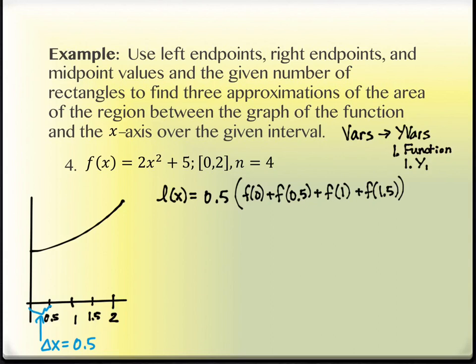But what I really want to do is add all of them together. So I can do plus, and I can do vars, y vars, function y1 of 0.5, plus vars, y vars, function y1 of 1, plus vars, y vars, function y1 of 1.5. And if we do that, we get 27. And then you can multiply it by 0.5 or divide by 2 if you prefer, and you will get 13.5.